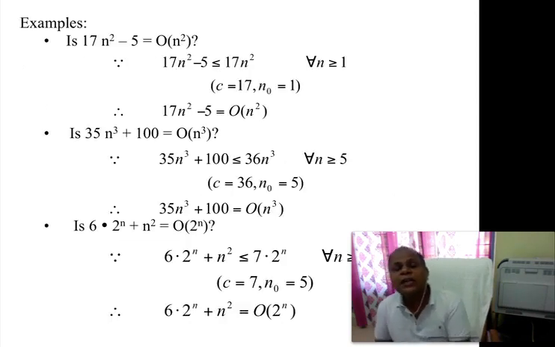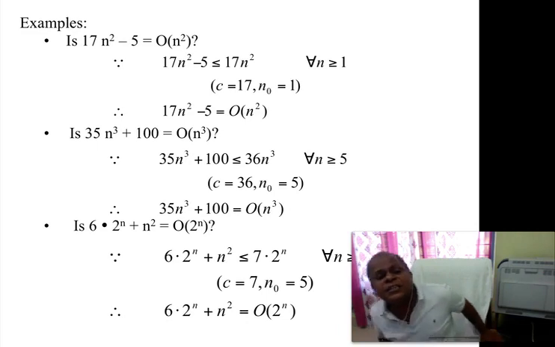Now let us take an example. Is 17n square minus 5 equal to big O of n square? In order to prove it, we have to find a c and an n0, and we will prove that f(n), which is equal to 17n square minus 5, is equal to big O of n square. Here g(n) is equal to n square.